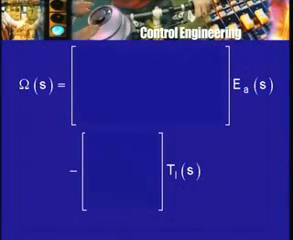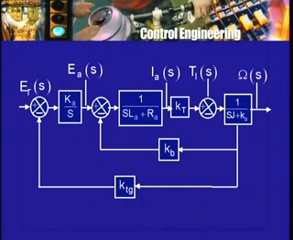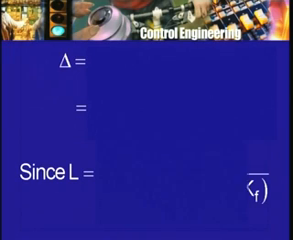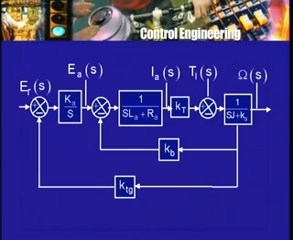So omega S will be equal to a transmittance involving EA of S minus another transmittance multiplying the load torque of S. And what was delta? Well, L, the loop gain, was, if we go back to this, Kt, Kb and these two transfer functions which are first order factors. So L is equal to Kt Kb divided by SLa plus Ra into Sj plus Kf, and because it is going through a positive sign and a negative sign.